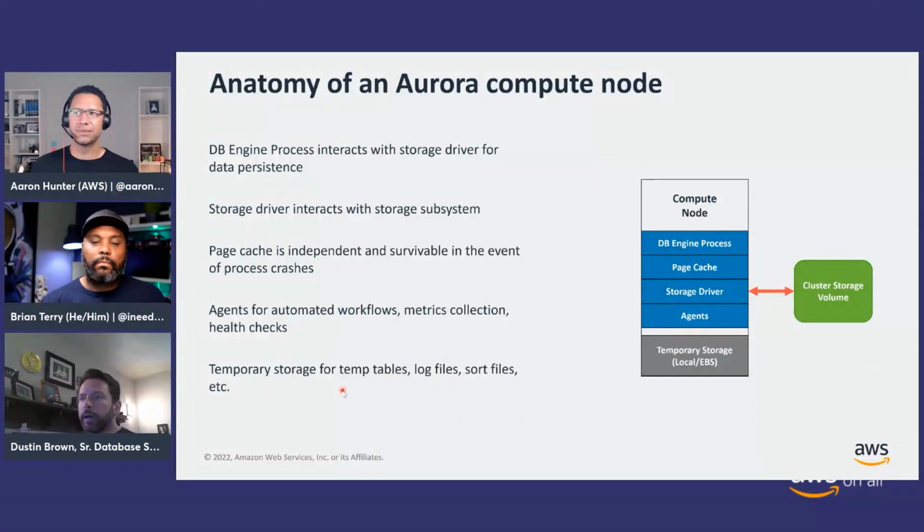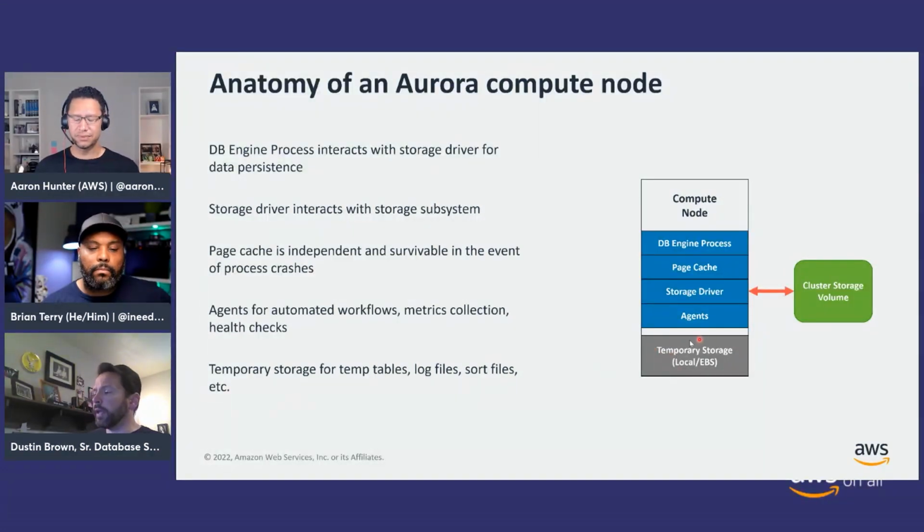And the anatomy of the Aurora compute node, and this is an interesting topic. I felt it was good to spend a minute on. So the DB engine process interacts with the storage driver for data persistence. The storage driver then interacts with the storage subsystem. The page cache is independent and is survivable in the event of process crashes, which is what allows it to be highly available as the nodes would fail over in the event of an availability zone disaster or failure. And then it's also important to note that temporary storage for temp tables, log files, and sort files are actually held at the local level.